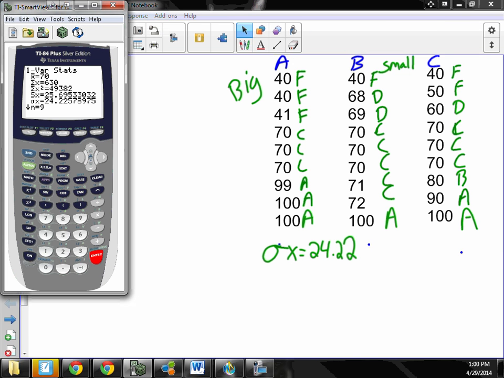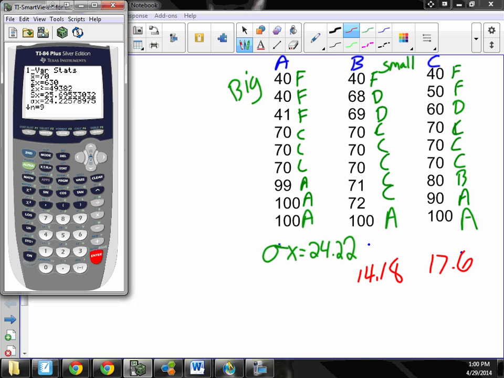Okay. What did we get for the other two standard deviations? 14.18 and... Okay, so here's a question. Connor? Is this a big standard deviation? Well, compared to what? Compared to the other two, yes. So it's 24 compared to 70, which is about 1/3. So they're pretty spread out. Yeah, that one's pretty big.